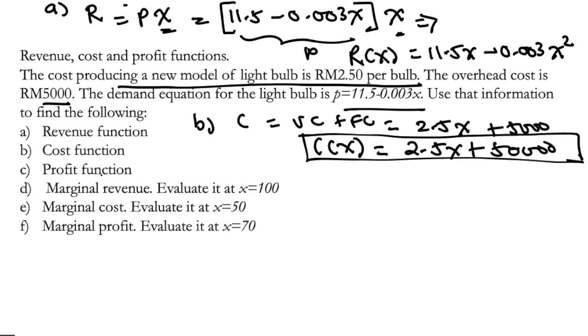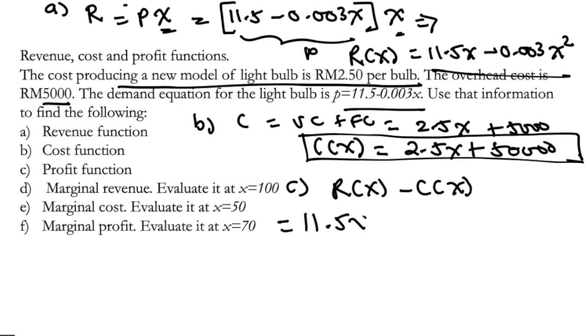Okay, for B, the profit function is revenue minus cost. We know this is our revenue, we know this is our cost, so just plug in and simplify. It becomes 11.5x minus 0.003x squared, and then minus the cost function, minus 250x minus, not plus, 5,000. I have a typo there, it's not 50,000, it should be 5,000. Let me erase the number here, and now it becomes correct.